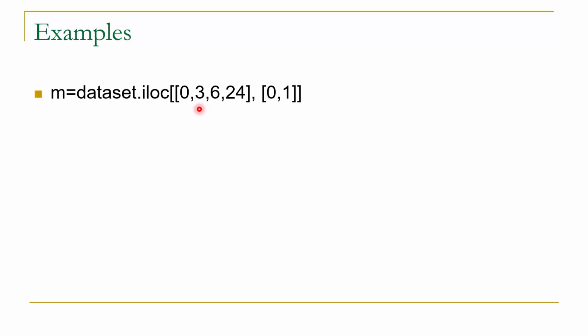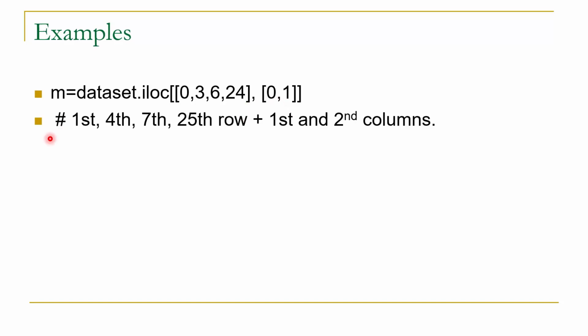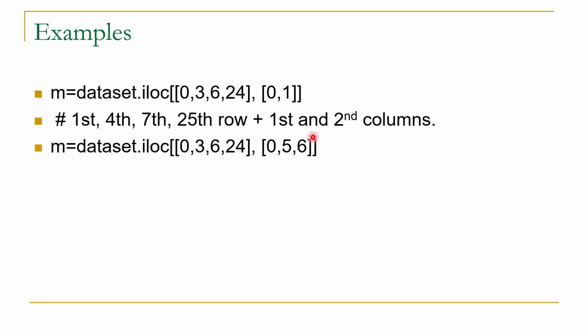We can also specify rows with index values. Here we will select the rows at index values 0, 3, 6 and 24 and columns of index value 0 and 1. So ultimately it will select the first, 4th, 7th and 25th row and the first and second column, because index values start with 0. So 0 means first column. That's why 3 means fourth column. And in this way we will select these 4 rows and 2 columns by this statement.